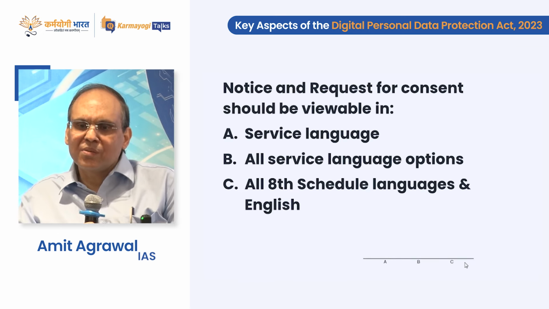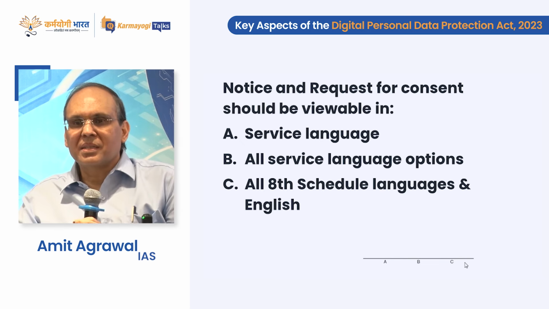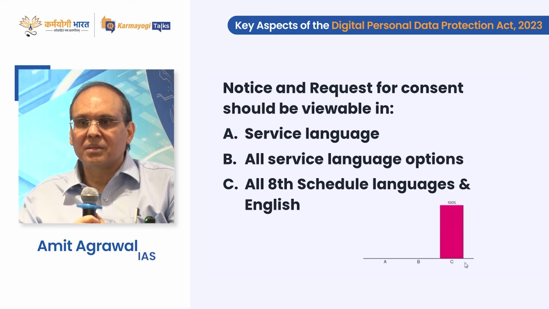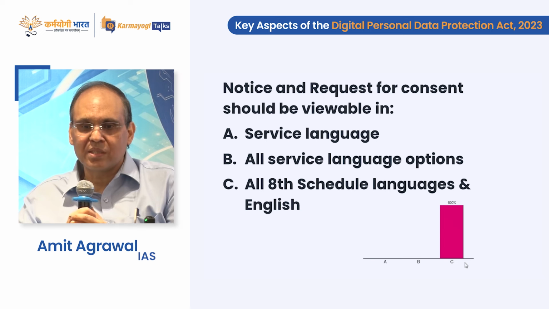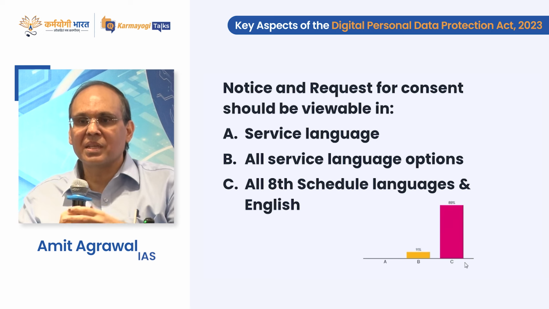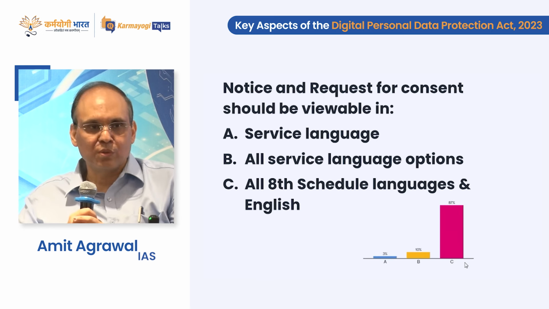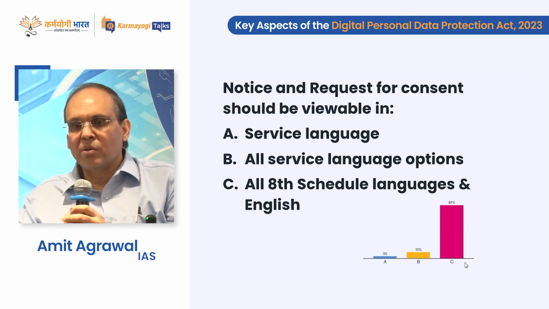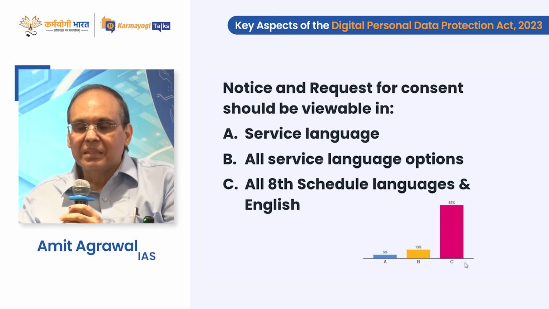So, notice and request for consent should be viewable. You are in a journey. You are online. You are currently transacting in, say, Tamil, and the consent should be viewable in Tamil, or you are working in Tamil Nadu, interacting with the state government of Tamil Nadu or one of its agencies and departments. Let's take another state like J&K, which has 2 languages, Dogri and Urdu. So all the service languages, even though you may be in the service flow on Urdu, you should also have an option to view it in Dogri, or you need all 8 scheduled languages, all 22 of them, in English. So the answer really is C.